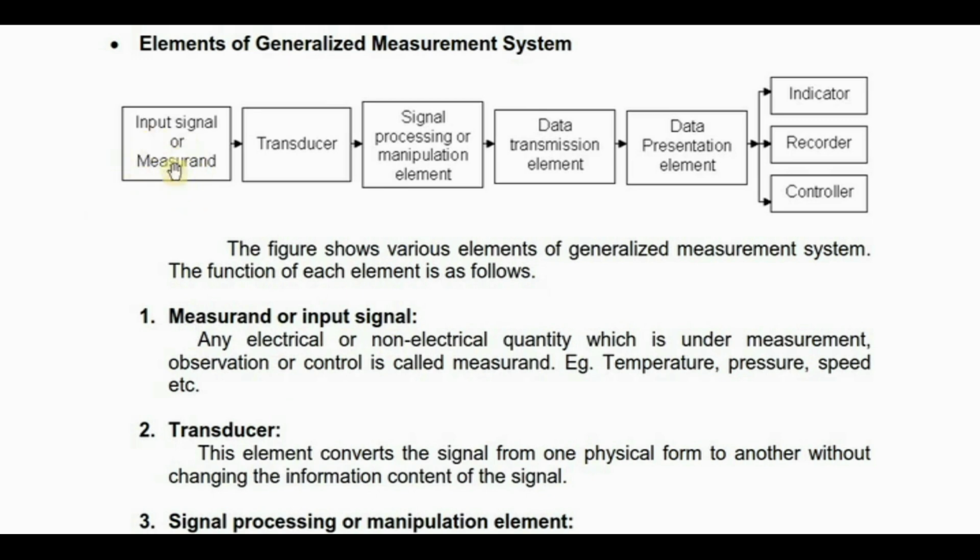Now that measurand or input signal is fed to the next block, that is the transducer. So what is a transducer? In short, the transducer element converts the signal from one physical form to another without changing the information content of the signal. So in short, whatever parameter you are going to measure, the transducer directly converts it into an electrical signal.